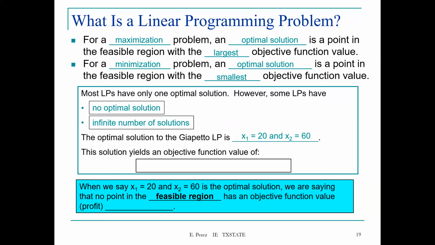This solution yields an objective function value of Z equals 3x1 plus 2x2. So if we substitute those numbers here, it is 3 times 20 plus 2 times 60. That is going to be equal to $180. How do we get to this solution? That's what we're going to discuss in the next video. When we say that X1 equals 20 and X2 equals 60 is the optimal solution, what we are saying is that no point in the feasible region has an objective function value or profit exceeding $180.